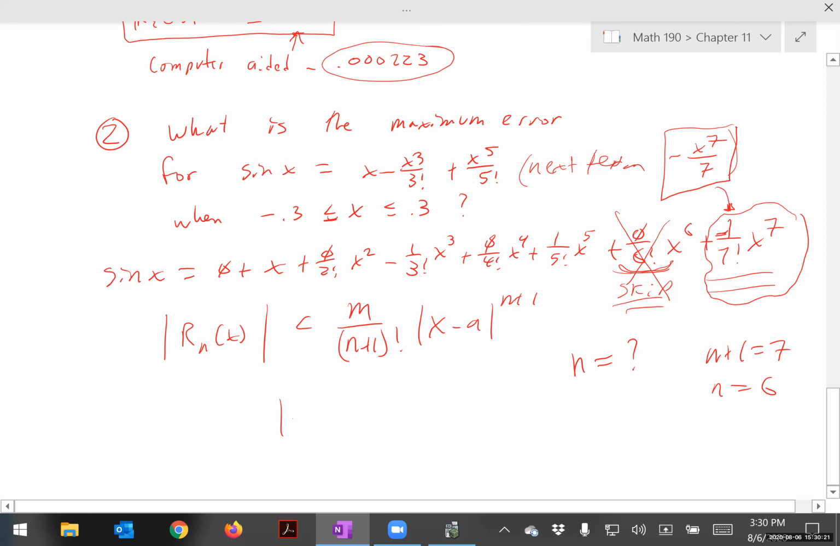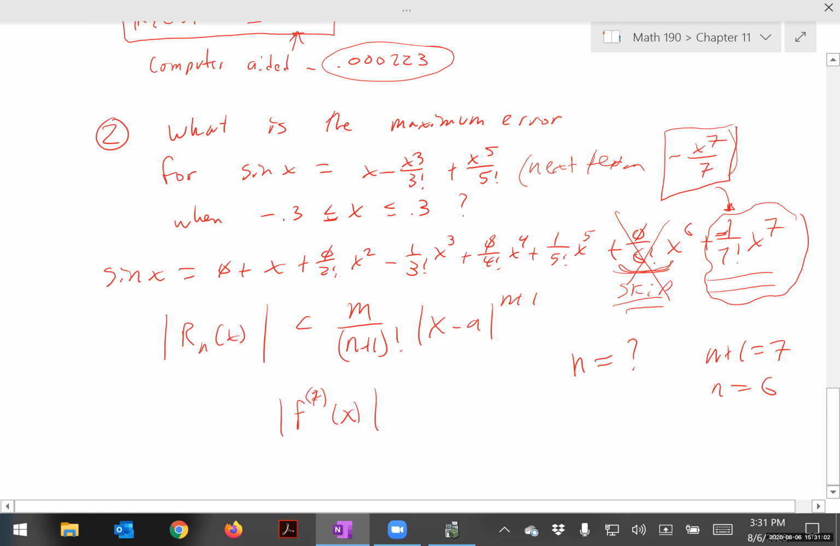So what is the absolute value of f to the 7th degree of x, evaluated at 0? We'll just say that. So f to the 7th degree of x is what?